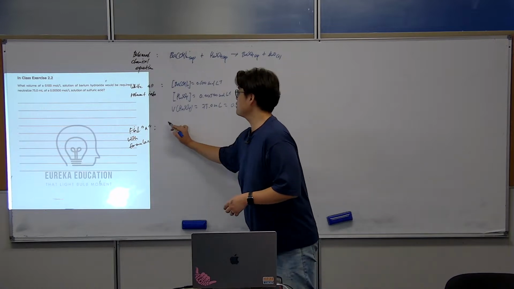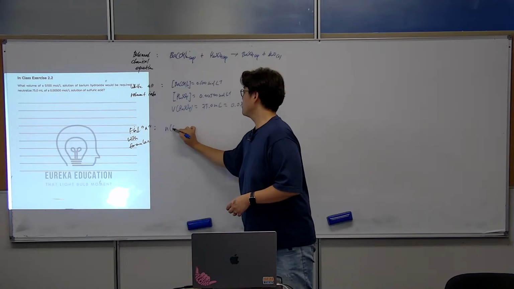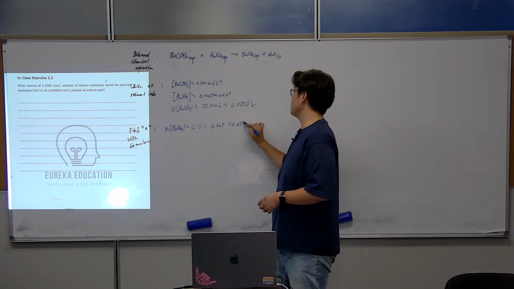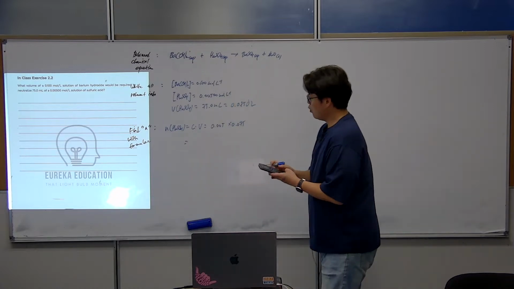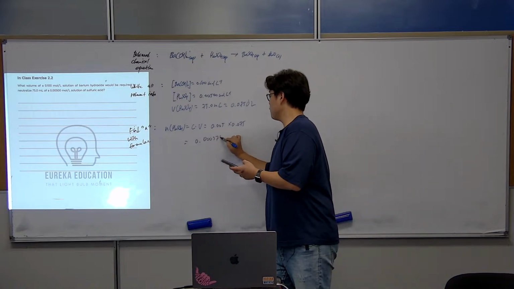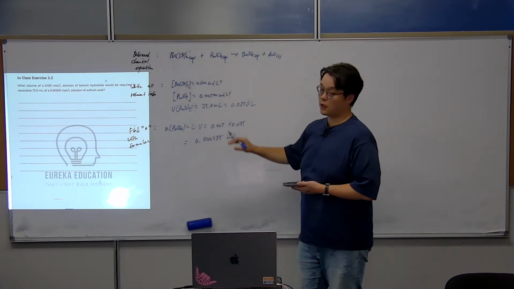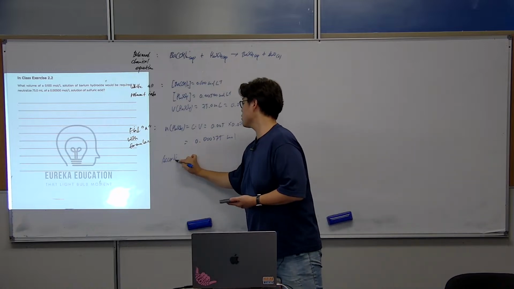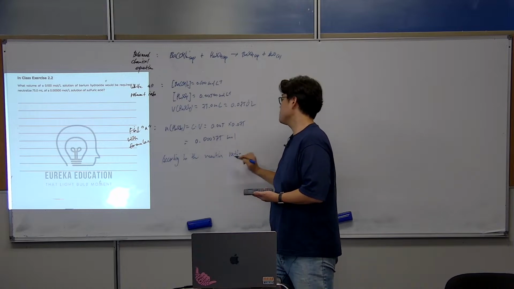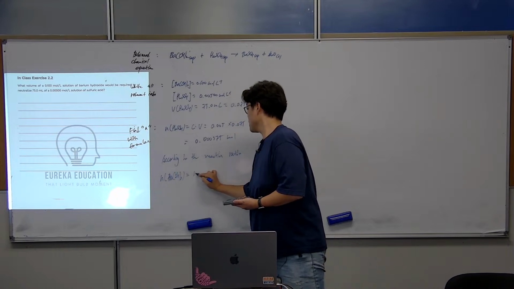So find n equals CV. Specify what number of moles you're finding for. You're finding the sulfuric acid number of moles. That's CV, that is 0.005 times 0.075, and you get 0.000375 moles. Now, according to the reaction ratio between barium hydroxide and sulfuric acid, we can simply say n of the barium hydroxide is exactly the same as sulfuric acid.